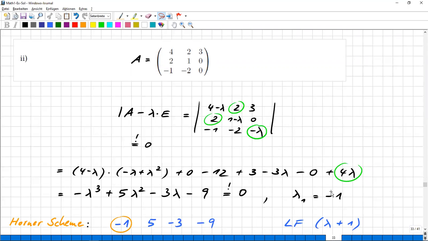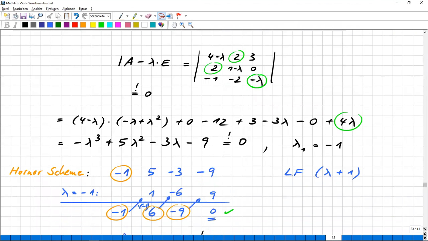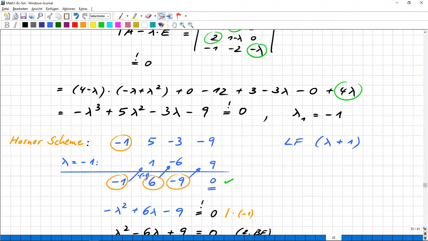And then, I use the chance, and if you're not familiar with the Horner scheme, don't care about it. But if you know it, it's quite nice, because it's a very quick method for polynomial division of a linear factor. So if I want to divide this lambda plus 1 linear factor, which corresponds to this solution, out of this polynomial, it's quite easy to do.